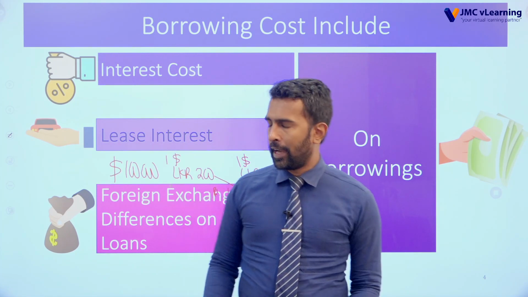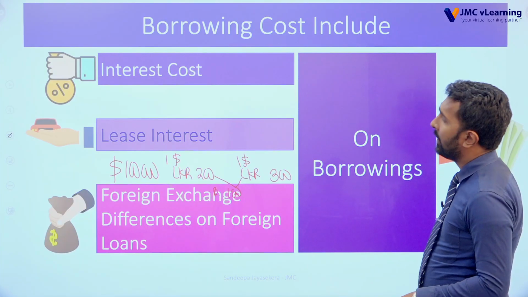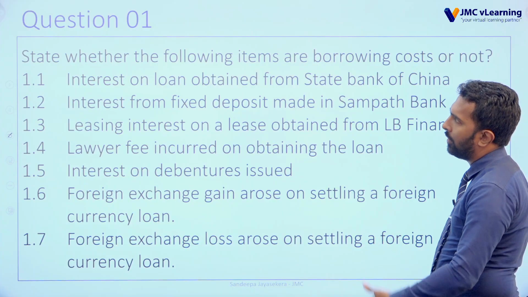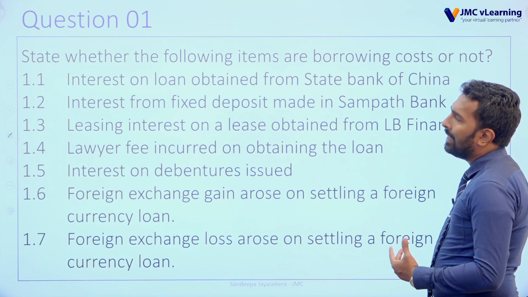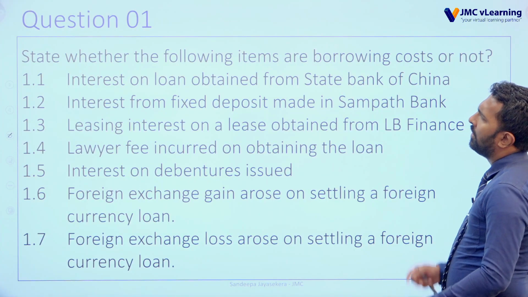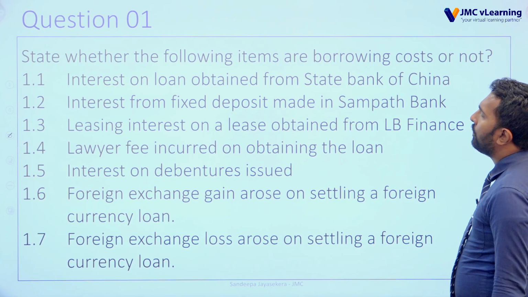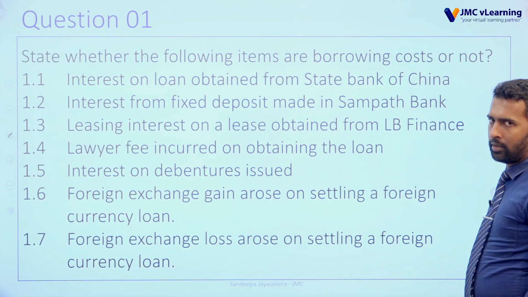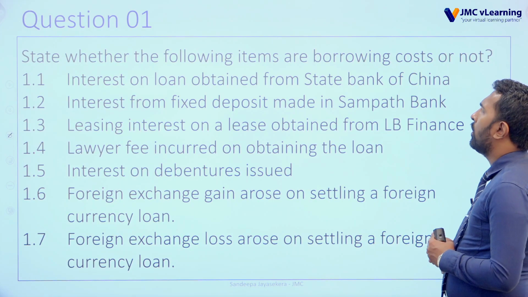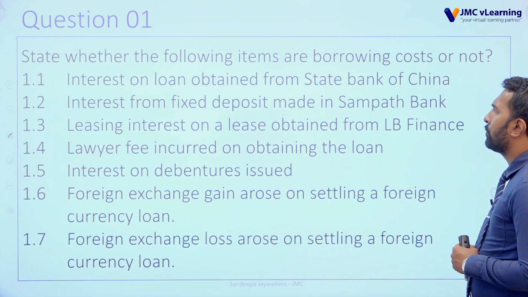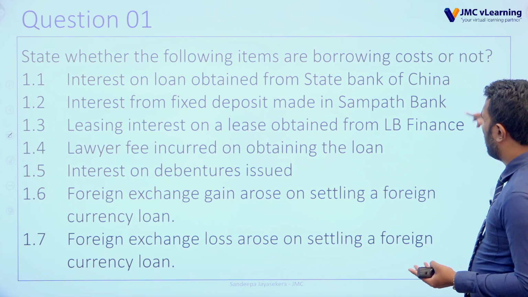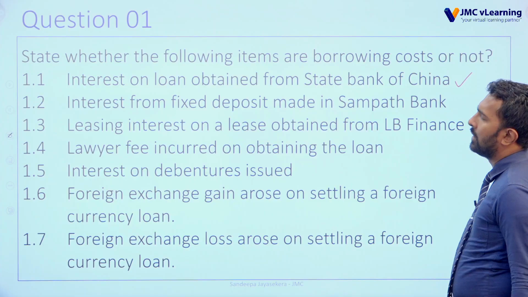Clear? Okay, now we are moving on to an important question. Now we'll see whether what we have learned has really sunk in. Look here. You have to state whether the following items are borrowing costs or not. We'll look at the first one: interest on a loan obtained from State Bank of China. Typically it's a borrowing cost, no worries at all.